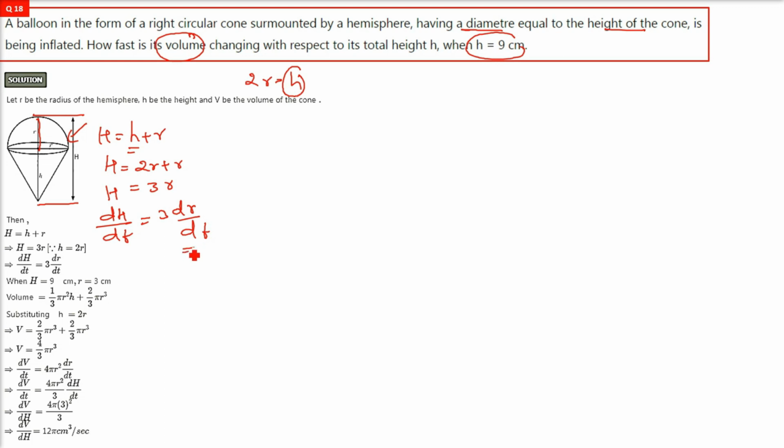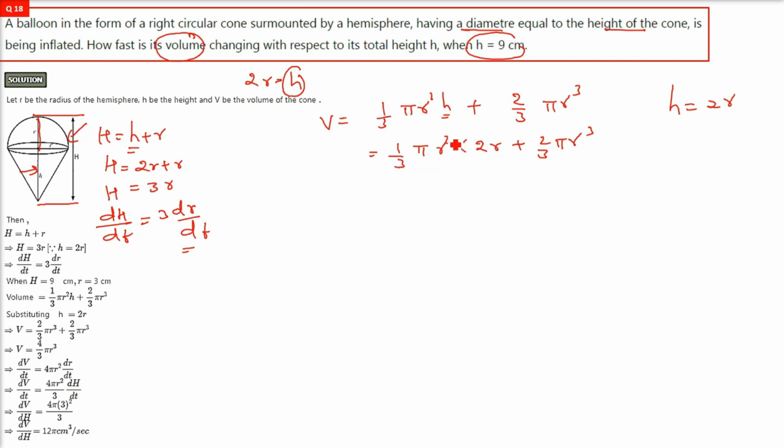Now the height is already given as 9 centimeter. Certain things are already given, and h is equal to 2r, so you can find out the other values also. What is the volume? Just add the volume: 1 by 3 pi r square h for the lower part and 2 by 3 pi r cube for the upper part. Since h is equal to 2r, just replace h by 2r in 1 by 3 pi r square h, and in the 2 by 3 pi r cube term as well.